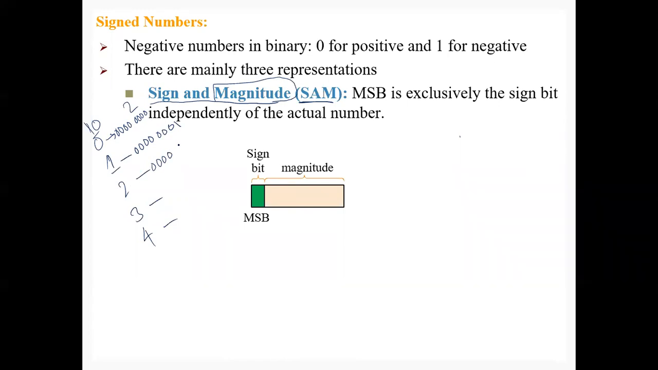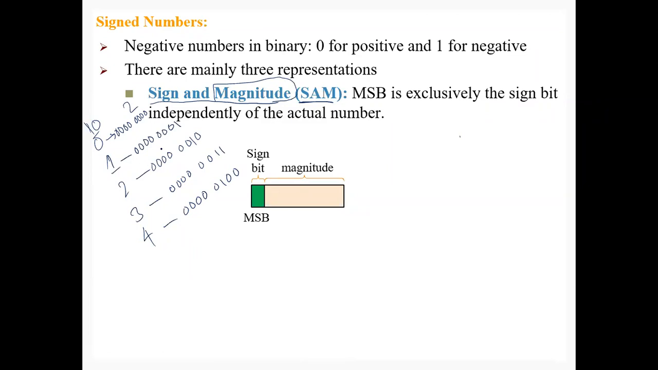Then my 2 is 0, 0, 0, 0, 0, 0, 1, 0, right? This is my 2. 3 is 0, 0, 0, 0, 0, 0, 1, 1, right? So 4 is 0, 0, 0, 0, 0, 1, 0, 0. That's my 4.